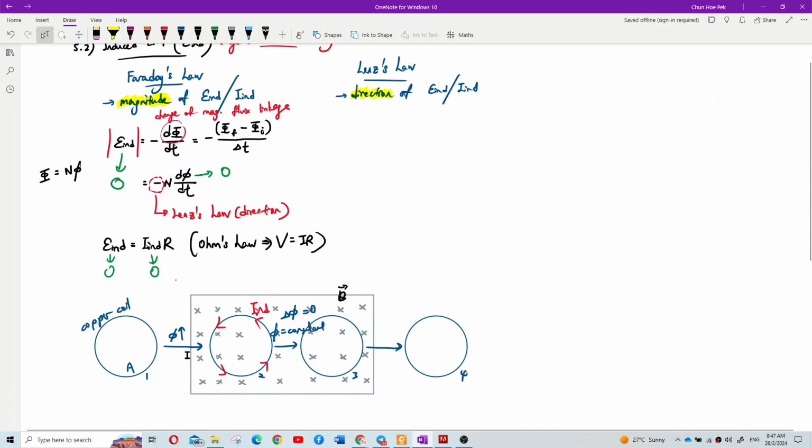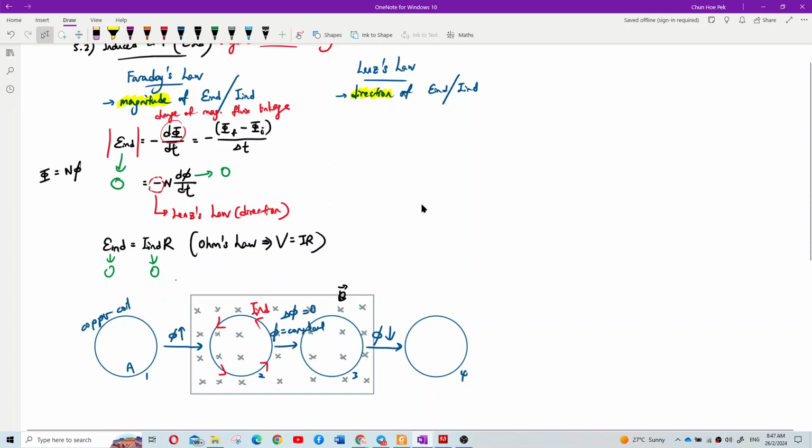Tak penting, tak kira menaik ke menurun, asalkan ada perubahan. Asalkan ada perubahan flux, tak kira meningkat atau menurun, dia akan generate elektrik. Cuma kalau ini meningkat, dia punya current dalam anti-clockwise. Kalau flux menurun, current dia akan jadi clockwise. Dia memang begitu. Jadi opposite direction.